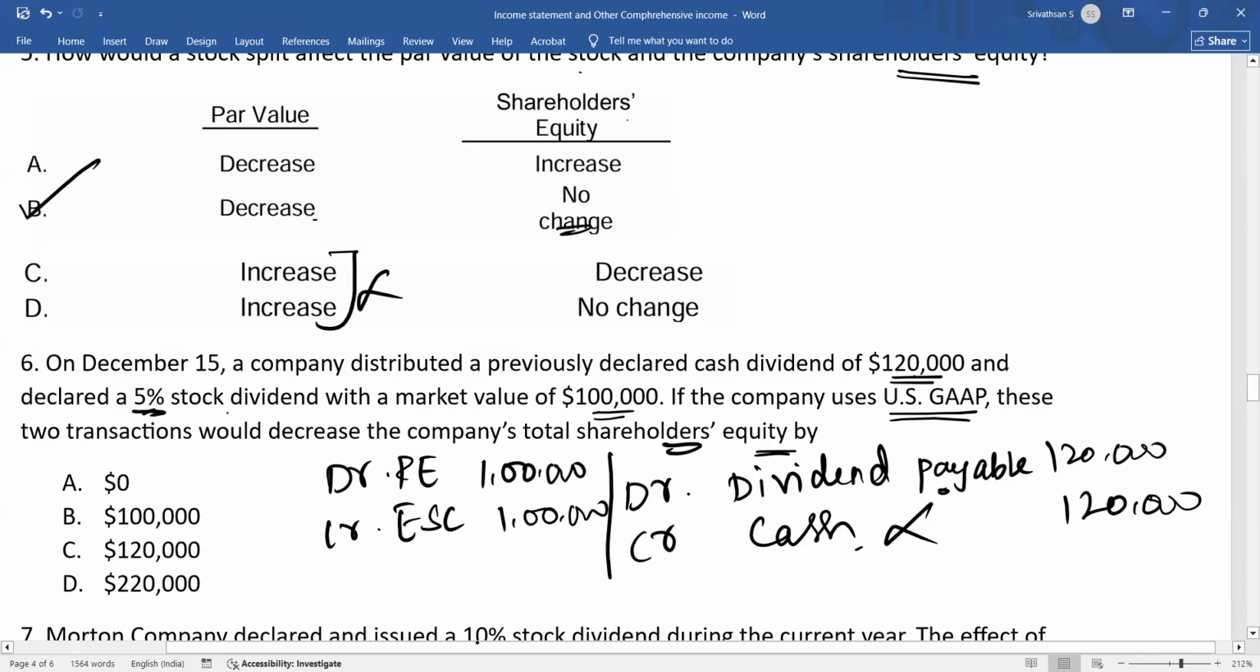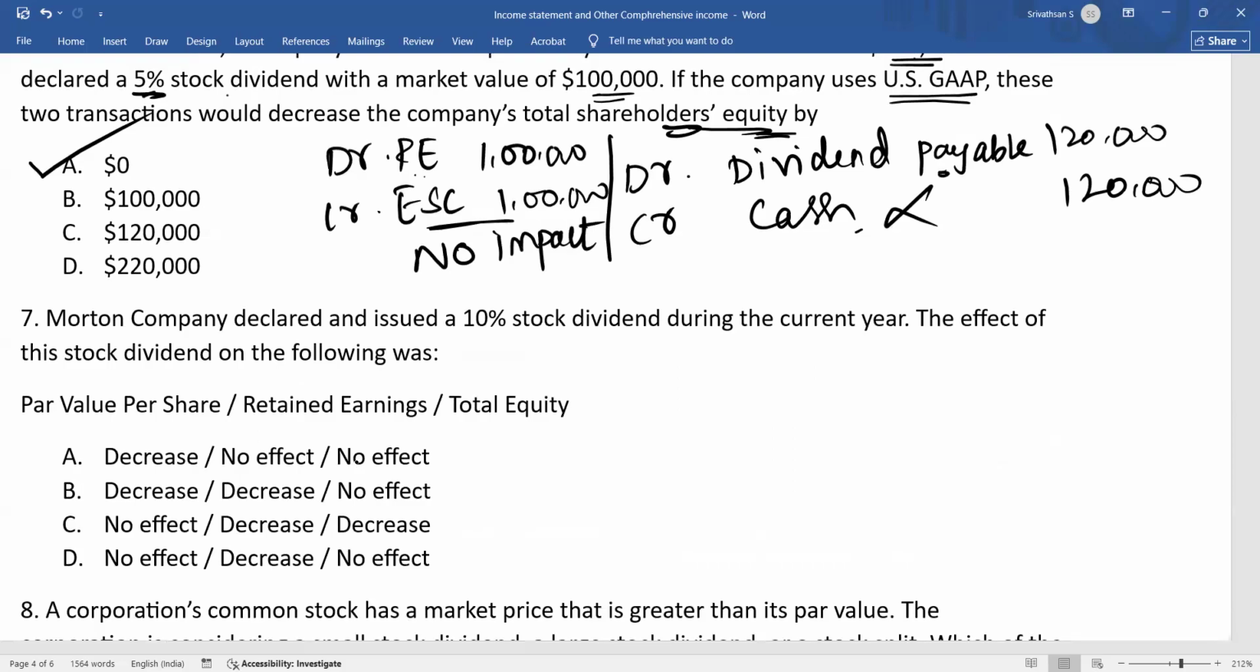When you look at this journal entry, 1 lakh rupees is getting transferred from retained earnings to equity share capital, from one equity account to another equity account. So what is the impact on shareholders' equity because of this journal entry? Again, no impact. Because see, retained earnings is reducing, but equity share capital is increasing. So the total equity remains the same. So there is no impact because of these two transactions. So option A is the right answer. 0 is the right answer.